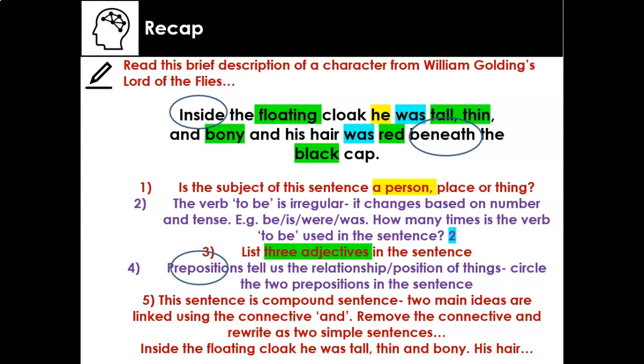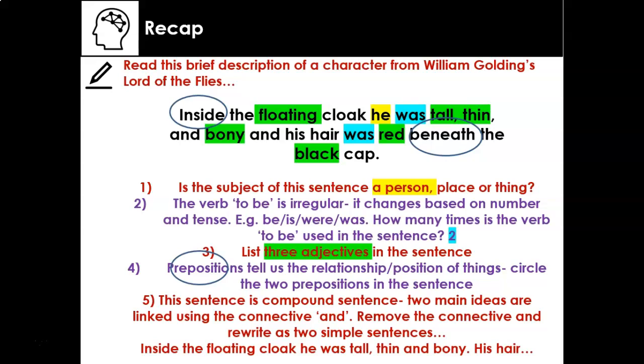Now, the prepositions tell us the relationship between things. So did you get the two words that tell us the relationship, the position? Brilliant. Inside and beneath. So I love this image that inside the floating cloak, he was tall, thin and bony. And his hair was red beneath the black cap.